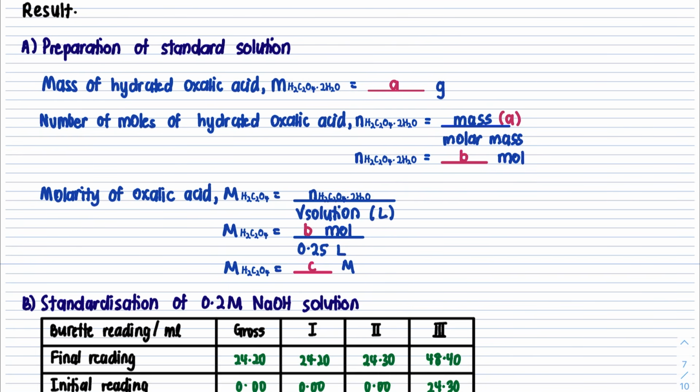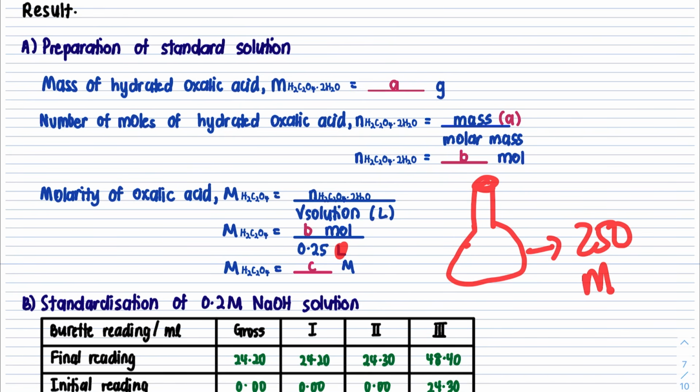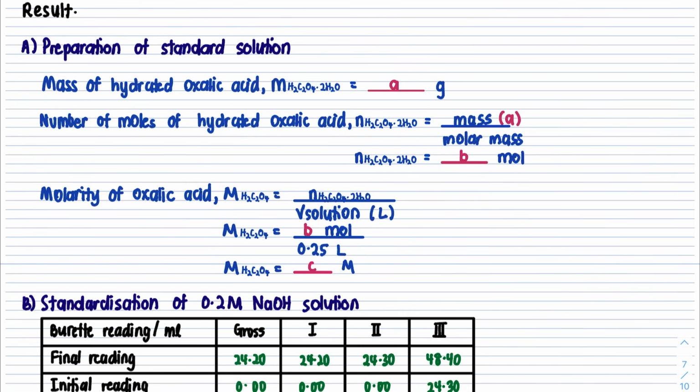For the molarity or the concentration, it is the number of moles of solute divided by the volume of solution. The number of moles of solute is the one that you found in the previous step. The volume of solution is 0.25 liter because you prepared it in a volumetric flask which is 250 ml. For molarity, the volume must be in liter, so that's why here it is 0.25. Hence, you will find the first result, which is the concentration of oxalic acid. So that is for part A.